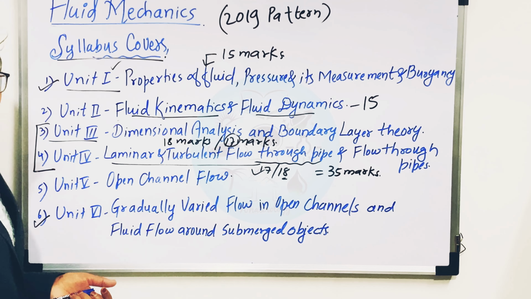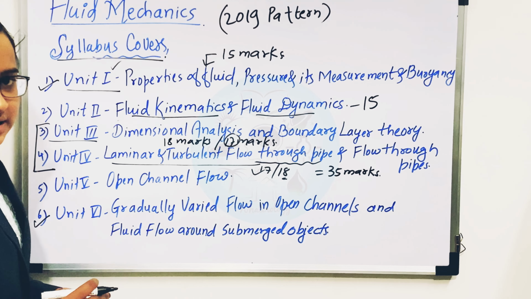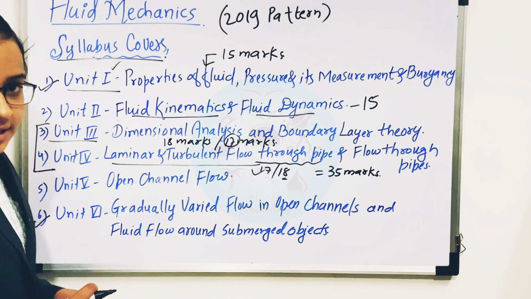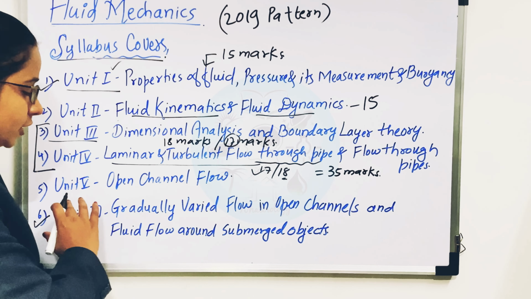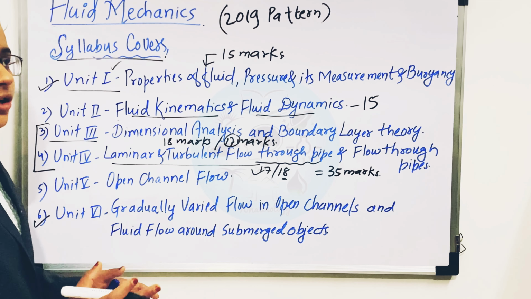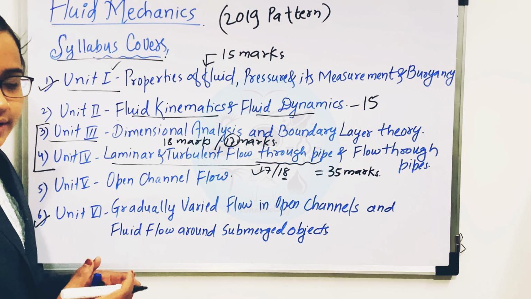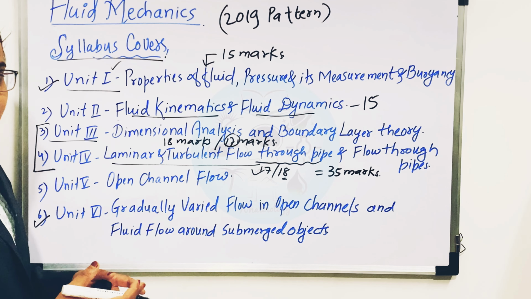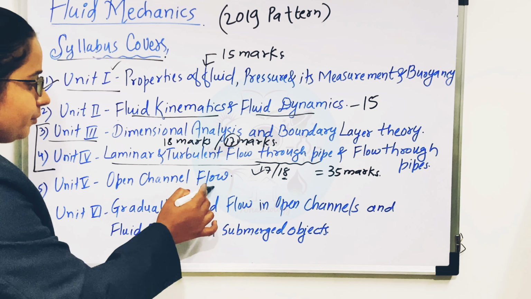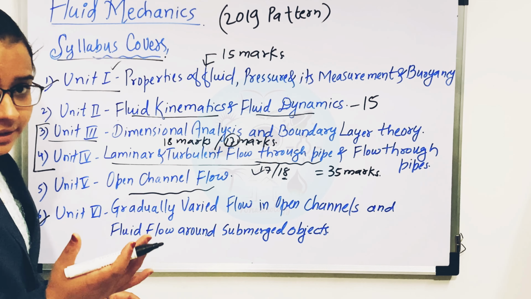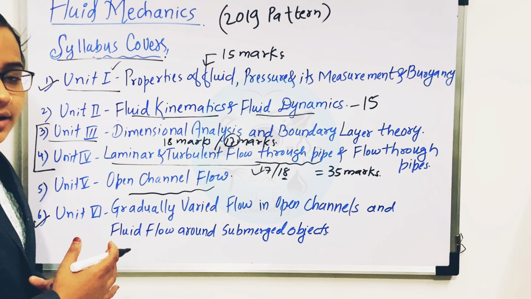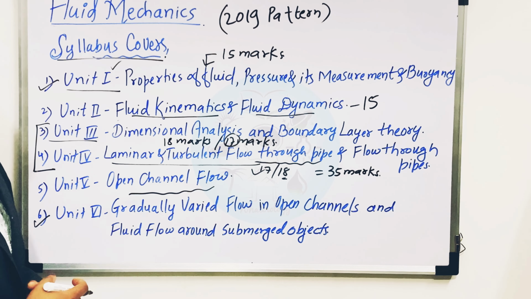Now unit number 5. If we talk about the last 2 units, basically it is for flow under gravity, that is open channel flow. So unit 5 is completely for open channel flow. Open channel flow is one of the important portions wherein we study the flow system or fluid system which is open to the atmosphere. Here it is not that much expected as far as the syllabus is concerned. We will be learning about the basics of open channel flow.